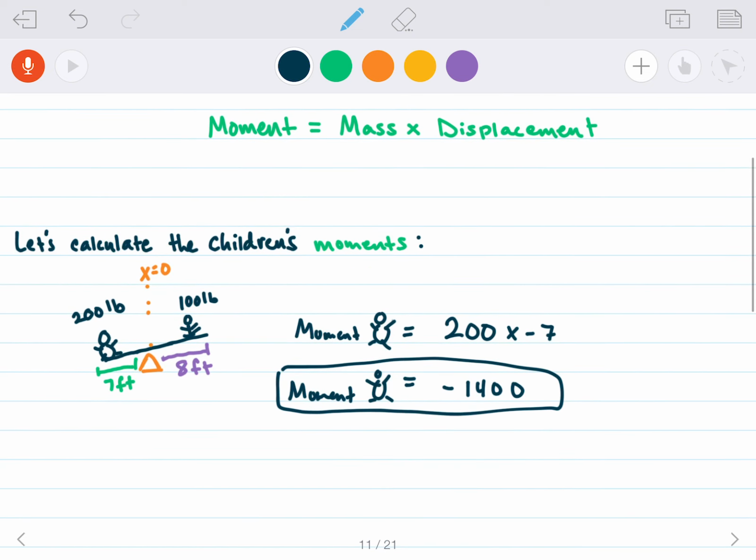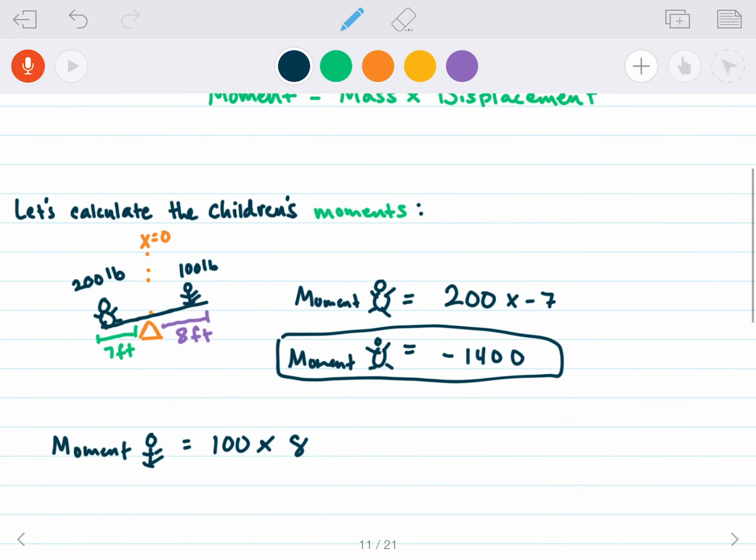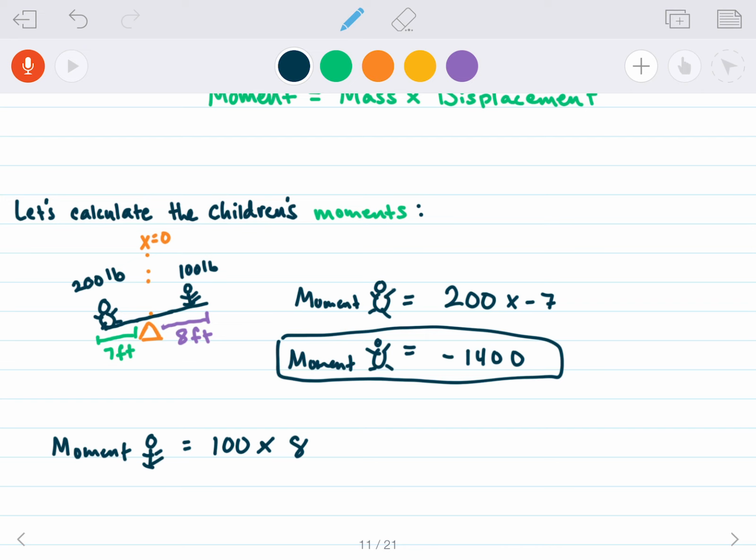Calculating the moment of the smaller child, we have the moment of the smaller child equal to his mass, which is 100 pounds, times the displacement. This time he is to the right of the pivot point, the little fulcrum there. So this is going to be times 8, and that's going to give us a moment of 800.